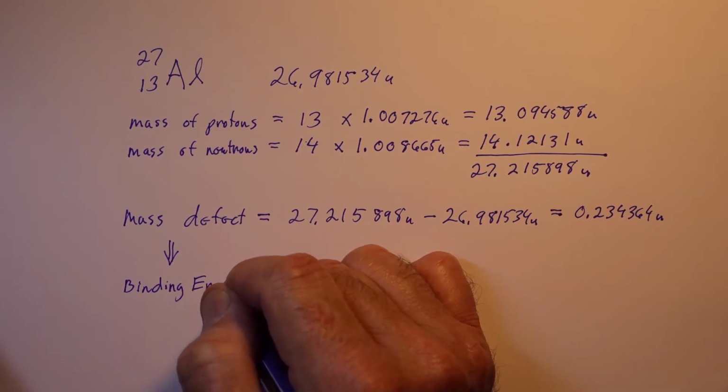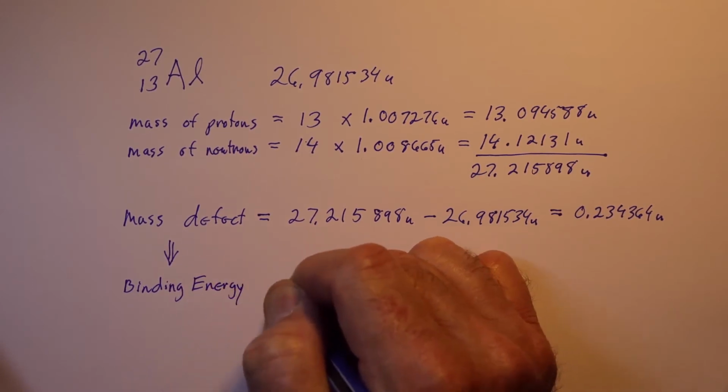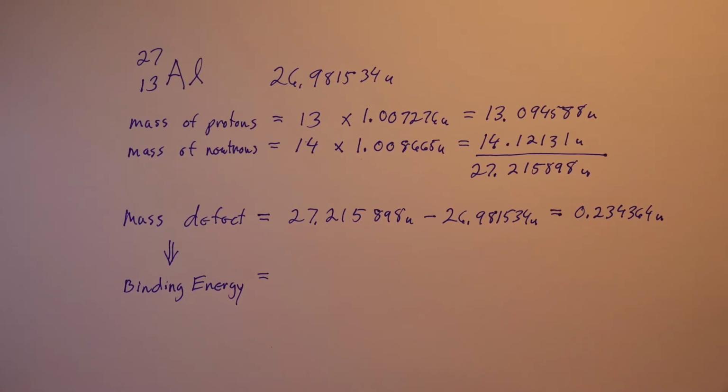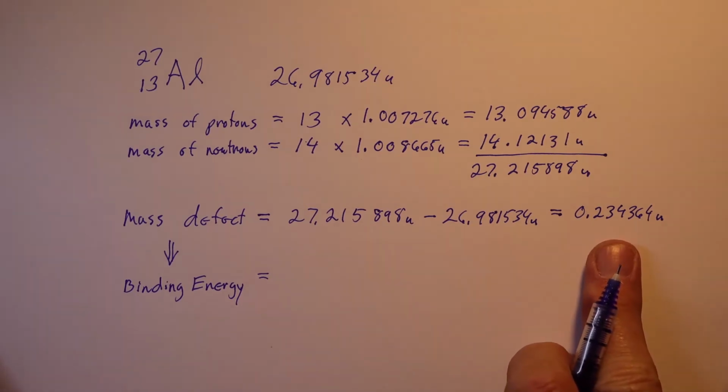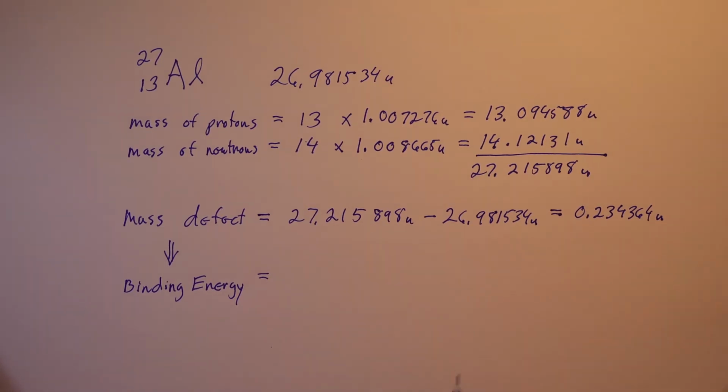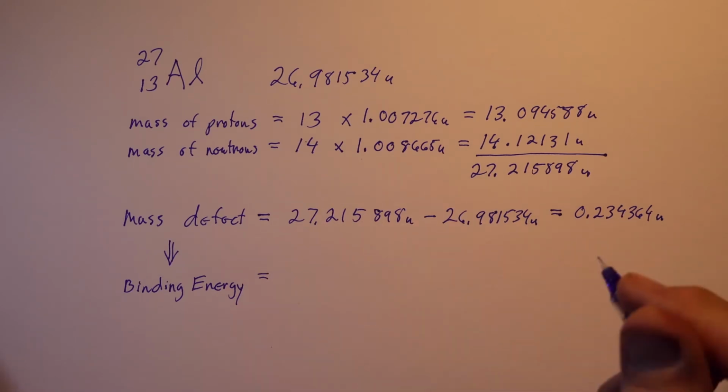But we want to express it in units of megaelectron volts. So normally to do that, we'd first have to convert the atomic mass units to kilograms. Then we'd have to multiply by the speed of light squared. And then we'd have an answer in joules. But nuclear physicists prefer to use megaelectron volts, so then we'd have to convert to megaelectron volts. But since those numbers never change, we can combine them all into one conversion number.